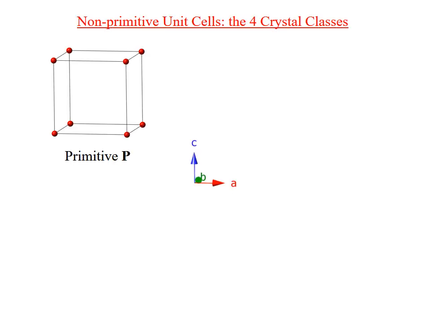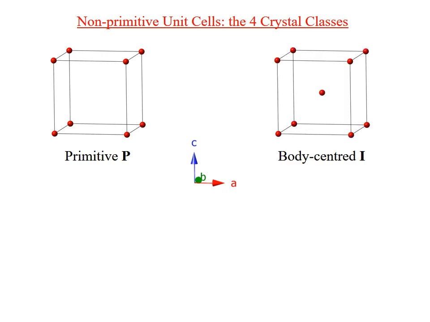The concept of lattice points allows us to introduce a few more complex types of cells, and these are called the 4 crystal classes. Up to now, what we've been talking about is a primitive unit cell, and that's labelled with a capital P. Primitive cells have lattice points only on the corners. However, it can also be useful to define unit cells with additional lattice points. For example, an additional lattice point in the middle of the cell. This is called a body-centered cell, and it's labeled with a capital I.